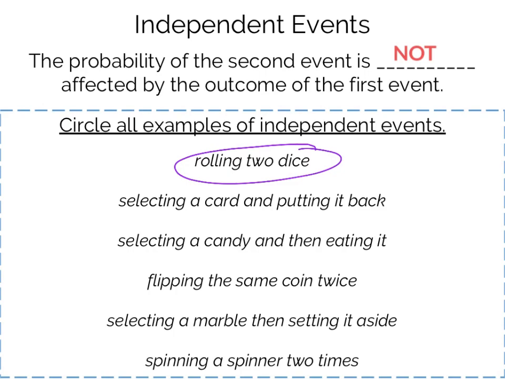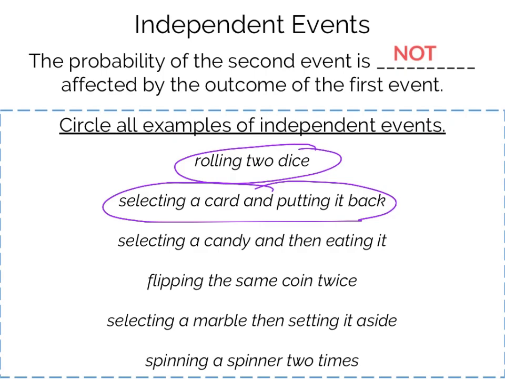Selecting a card and putting it back, that's also going to be an independent event. If I take a card out of a deck, I have taken 52 cards, now I only have 51. I'm going to put the card back and I have 52 cards again. So it's not going to affect the next time I pull a card because all the cards that were in the deck the first time are in the deck the second time.